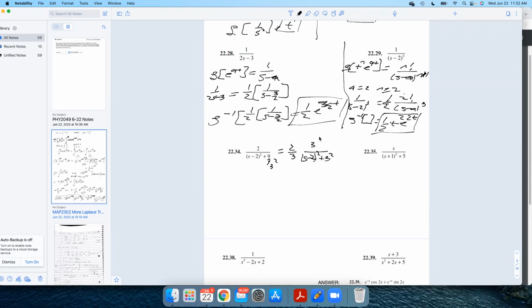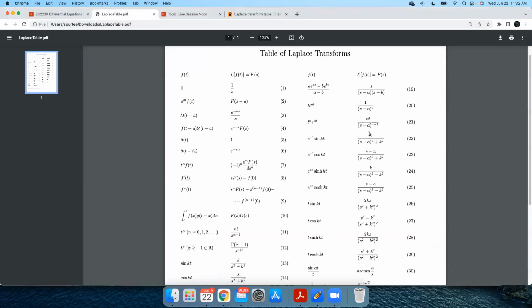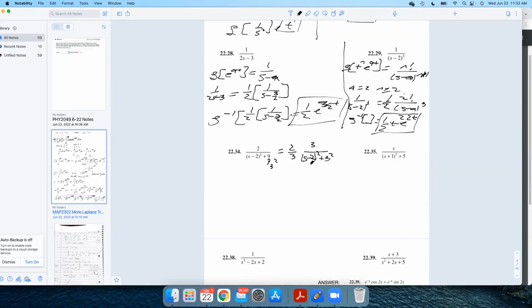Now we fit the form. Here's my K in K squared. Here's my A. We fit the form exactly. Then our inverse Laplace transform is e to the at. So there's A, there's K. E to the at sine of kt. So you got to massage these a little bit to make them look like the form you want.